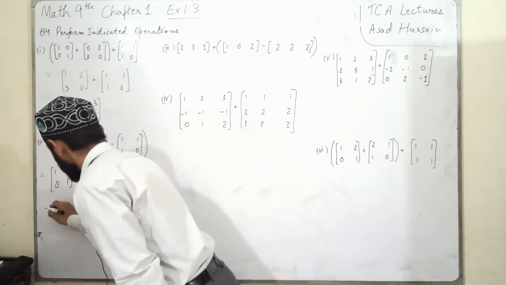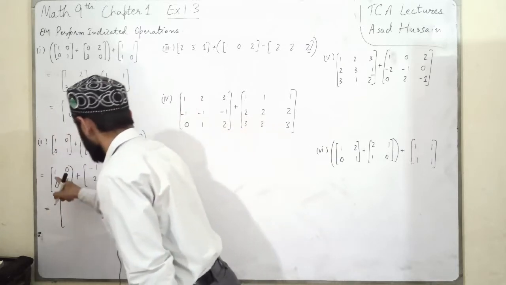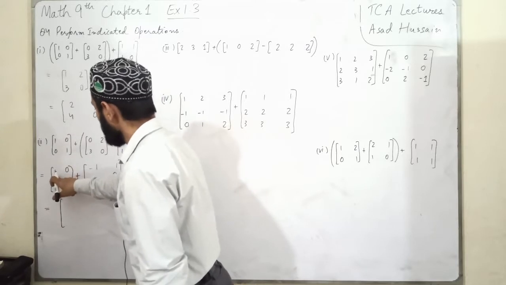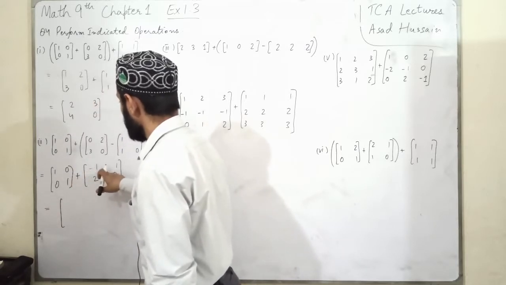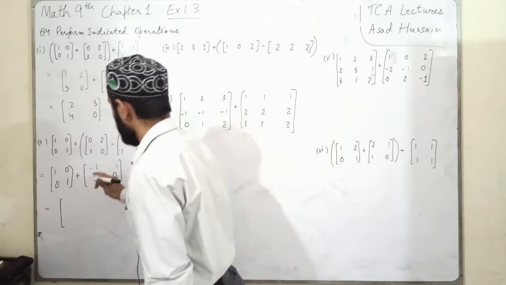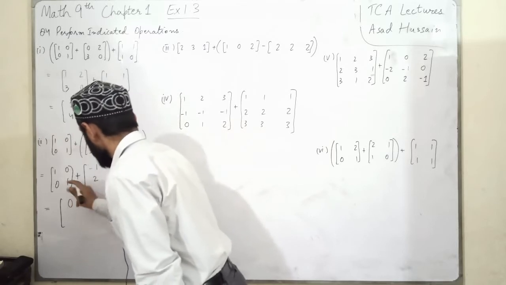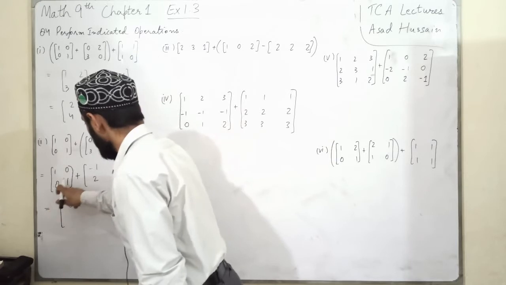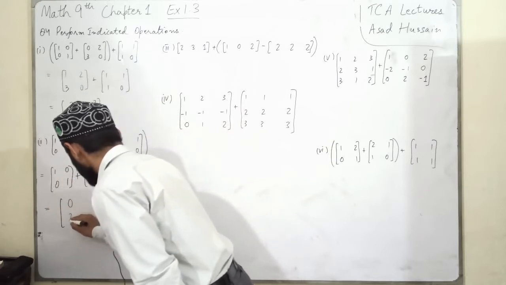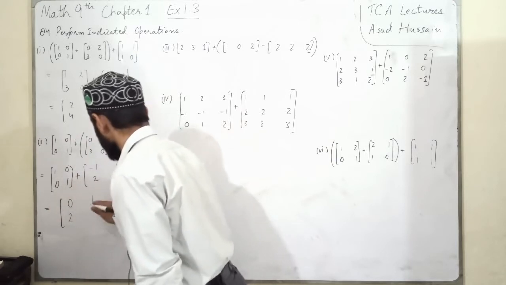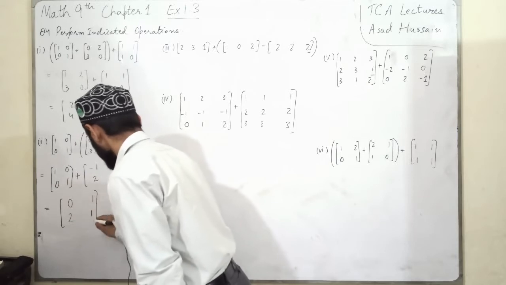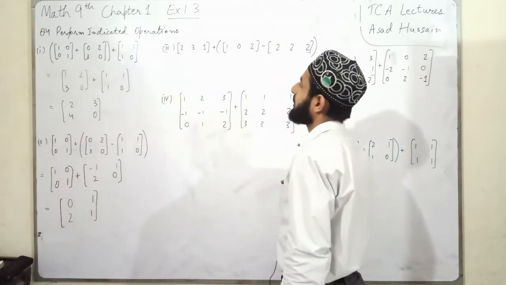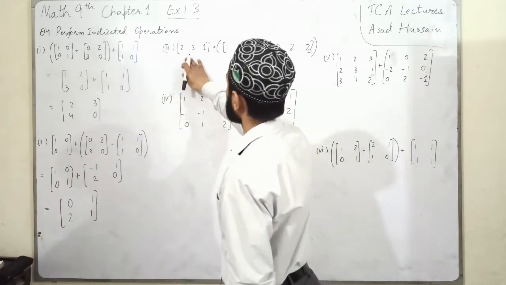Performing the next indicated operation, which is of addition, adding the corresponding entries, 1 plus minus 1. So it will become 1 minus 1, which is equal to 0, 0 plus 1 is equal to 1, 0 plus 2 is equal to 2, 1 plus 0 is equal to 1. Moving on to part number 3, which is this one.